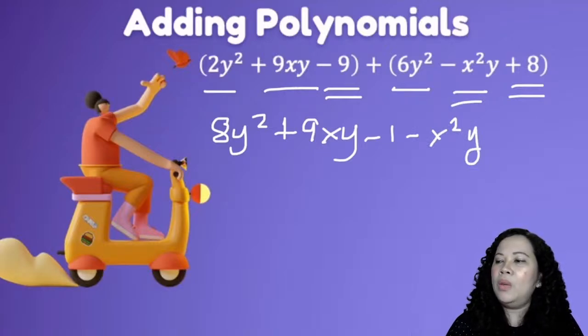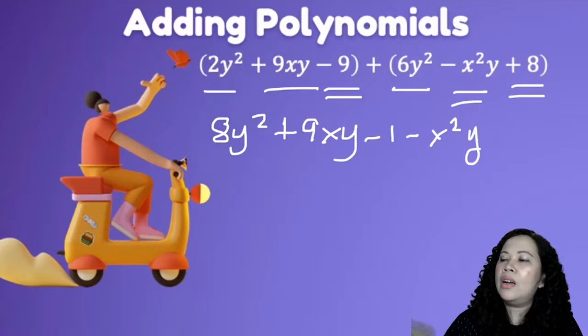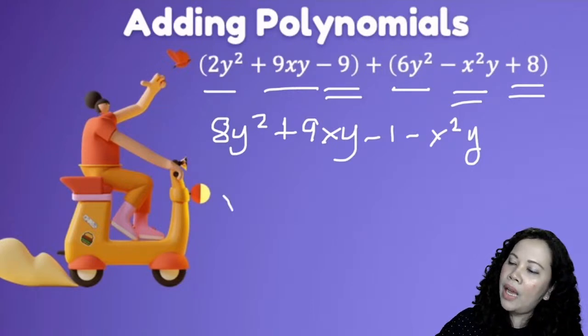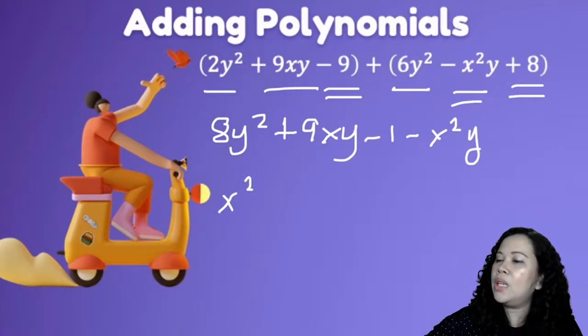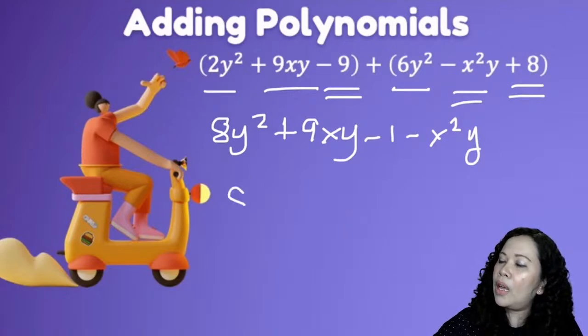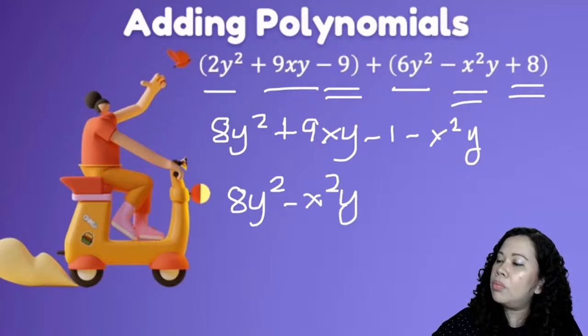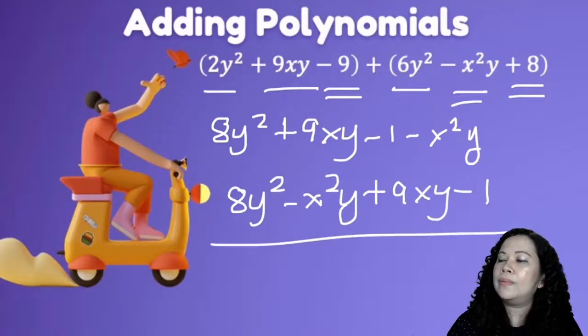Okay, and then we rearrange it according to the decreasing value. So we have x squared negative, we can actually just leave it as it is as well, that's not a problem. So we have 8y squared minus x squared y plus 9xy minus 1. Okay?